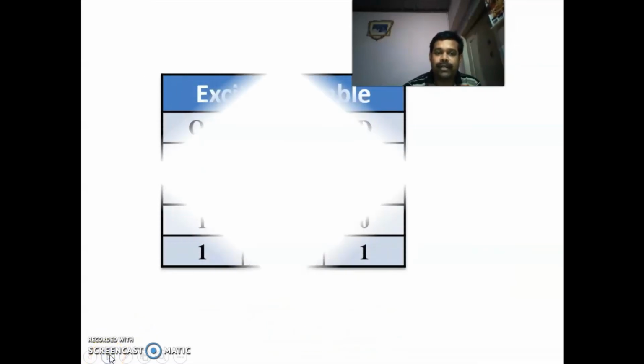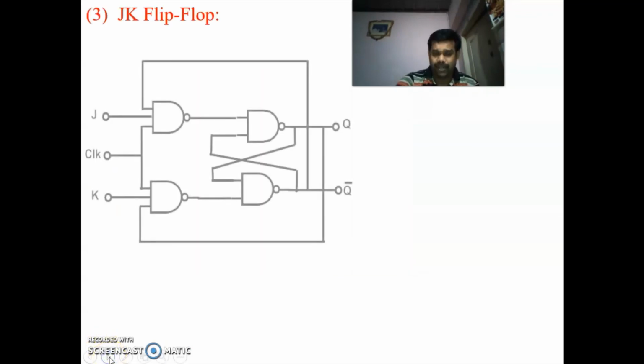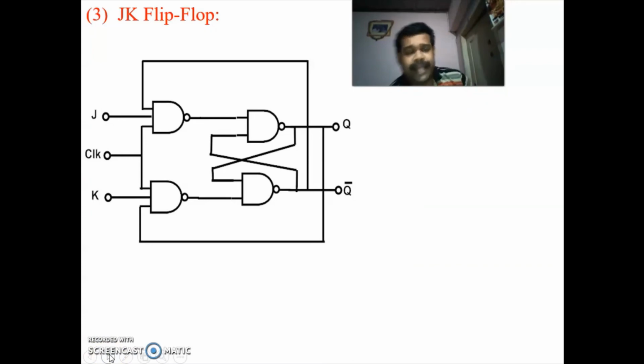Next we are going for the excitation table. Similar to the excitation table of SR flip flop, here also first of all you have to write 0 0, 0 1, 1 0 and 1 1, and you have to check the truth table for which condition you get the present state and next state. So D is 0 for 0 0. For 0 1 you get 1. For 1 0 it is 0, and for 1 1 it is 1. I already told you how to find the excitation table from the truth table for SR flip flop. You apply the same method and you will get this excitation table for D flip flop. Next one is JK flip flop.